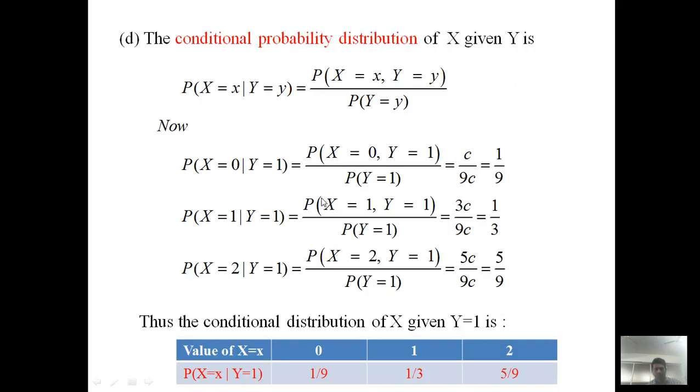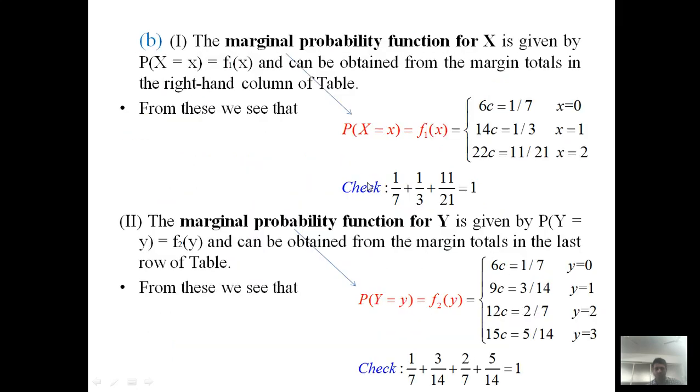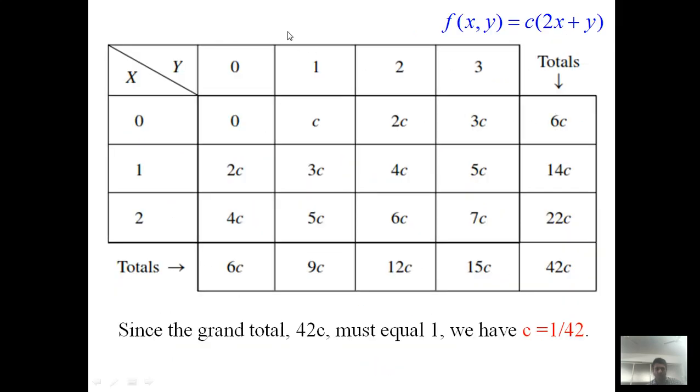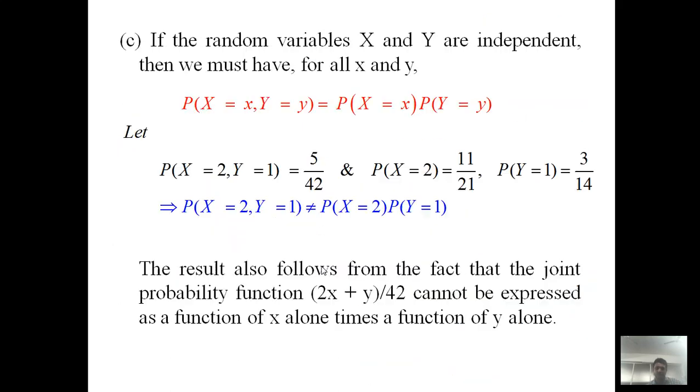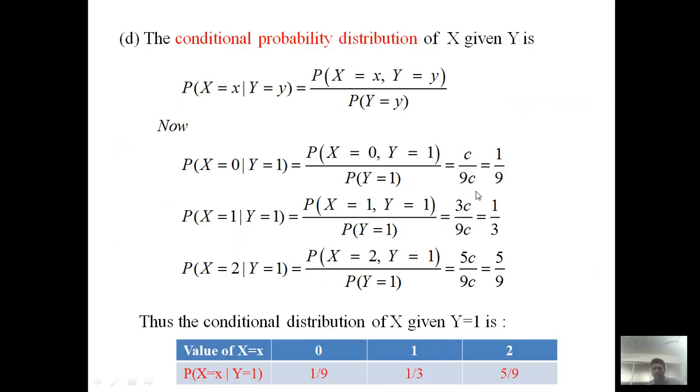At y equal to 0 it is 6c, and at y is equal to 1 it is 9c. So at y is equal to 1 it is 9c, and we know that c is 1 by 42, definitely non-zero, so it cancels out, giving 1 by 9.